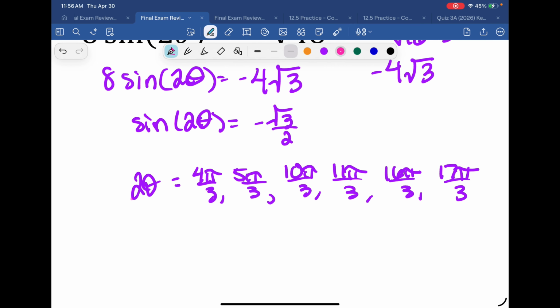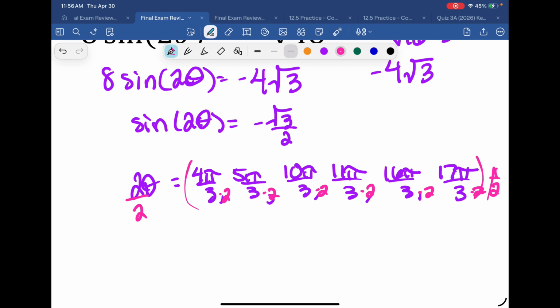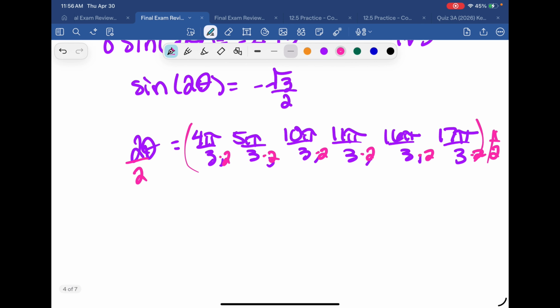Dividing by 2 is multiplying everything through by 1/2, which means you are multiplying the denominators by 2. That's what it means when you multiply by 1/2. 5 pi over 6, so that doesn't reduce.